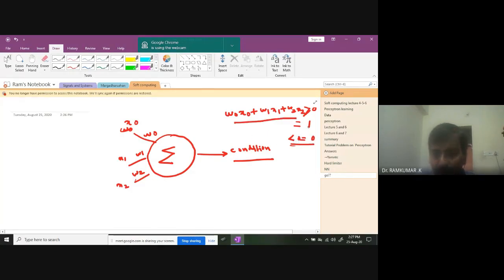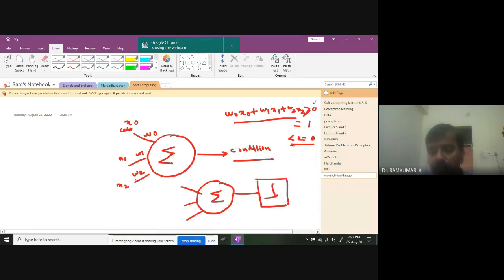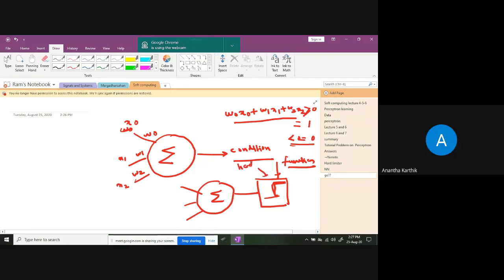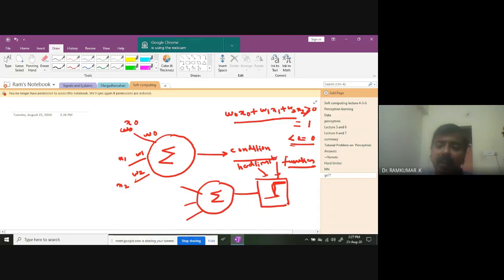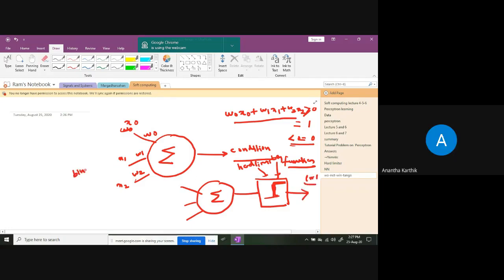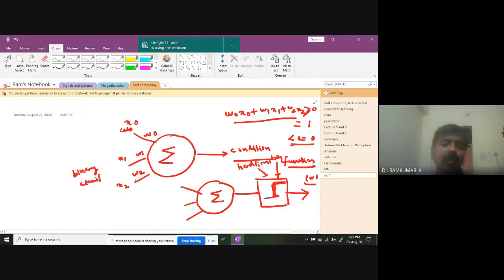Now instead of this kind of condition, we take the same thing and pass it through a transfer function, which is this condition only. This condition is expressed in terms of a function. This is a kind of hard limiting function. This hard limiting function is a kind of nonlinearity only. Whenever you limit something, it is nonlinearity only. So you're going to get either 1 or 0. The linear binary classifier. For binary classification, you require this.